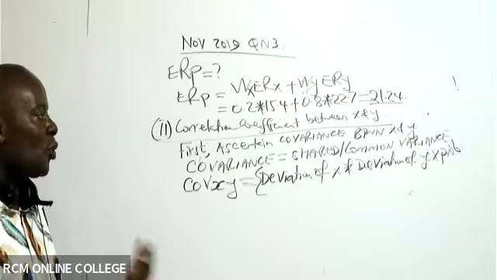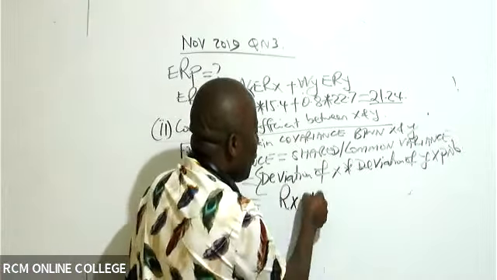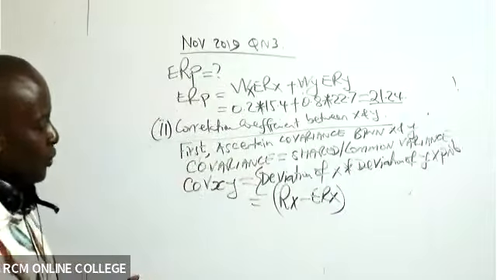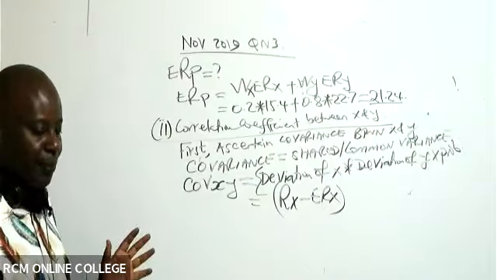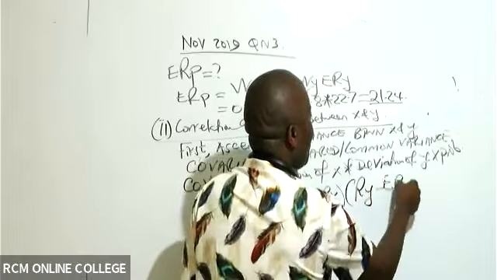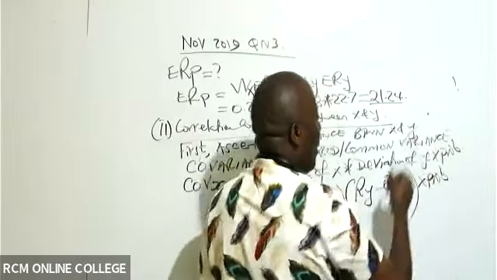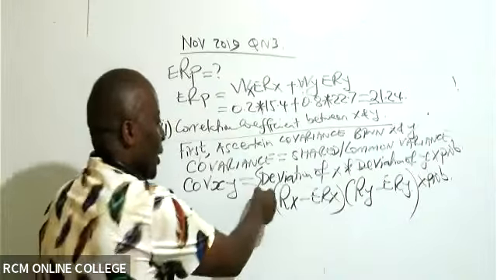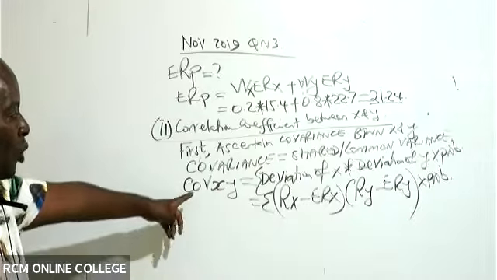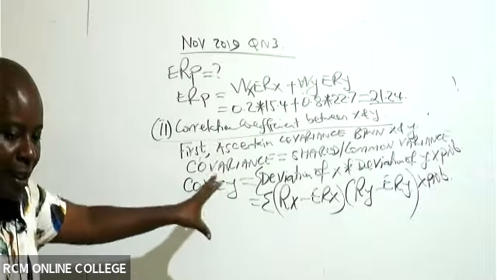Deviation of X means what? For the deviation of X, we take the actual returns of X minus expected returns of X. You know, deviation means subtraction. Multiply this with the deviation of Y, which is RY minus expected returns of Y, times the probabilities. And then, of course, there is a summation. This is how we get the covariance between X and Y.